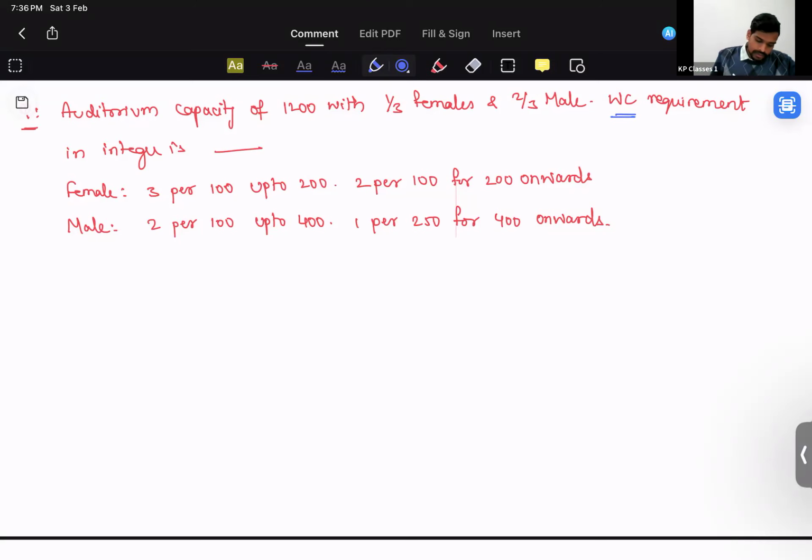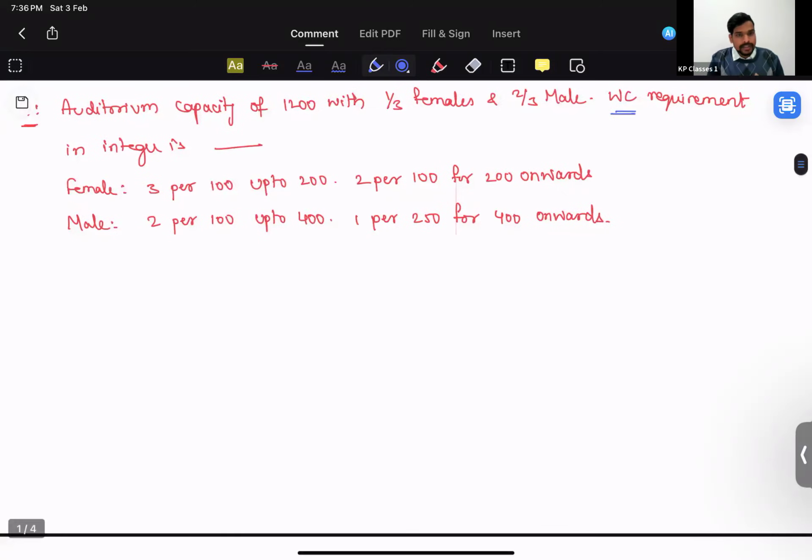The first step, they have given for every 100 you need to consider 3 WC. After that, it is 2 WC for every 100 from 200 onwards. Similarly, for male also they have given some standard. You need to look into the information carefully. I think it was 1 for 250 after 400. So that is important. Don't make a mistake over there. Let us try to solve this.